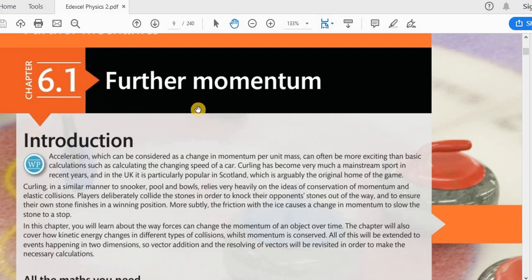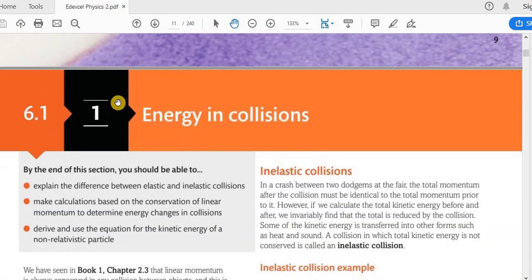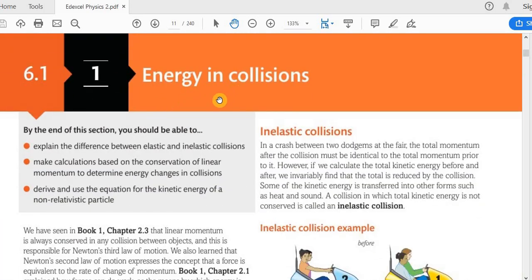Chapter 6.1, further momentum. First we will see energy in collisions. By the end of this section you should be able to explain the difference between elastic and inelastic collisions.